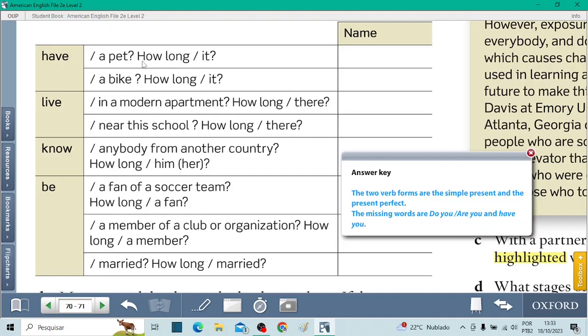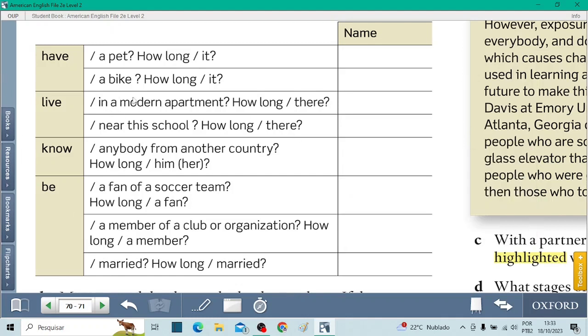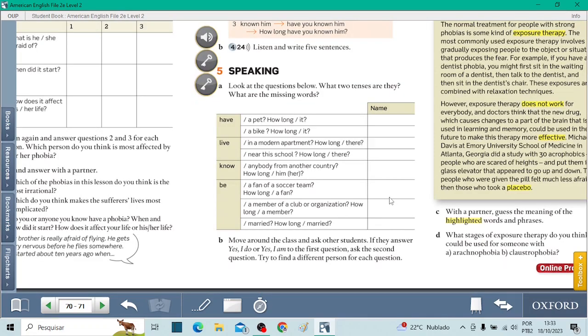In the questions with how long, here we are using present perfect tense. And because of that, we are going to use the auxiliary verb have. How long have you had it? All right. So now you can write these questions in full in your notebook. And afterwards, you can write your answers to these questions, okay? Great.